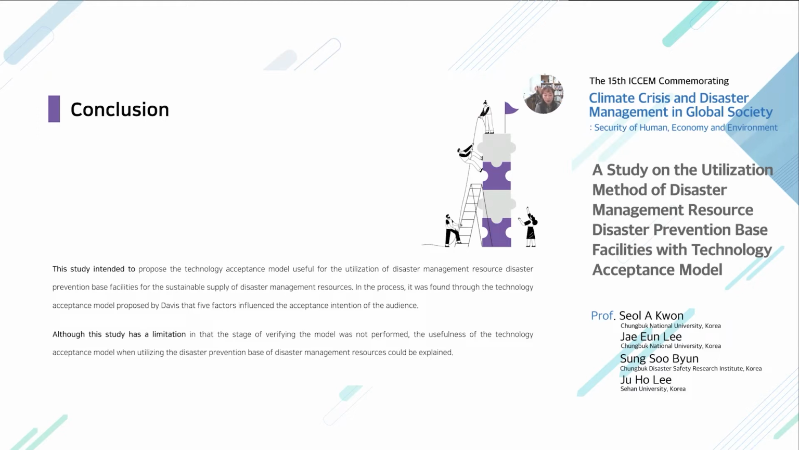In the process, it was found through the technology acceptance model proposed by Davis that five factors influence the adoption intention of the audience. Although this study has a limitation in that the stage of verifying the model was not performed, the usefulness of the technology acceptance model when utilizing the disaster prevention based facility of disaster management resources could be explained.